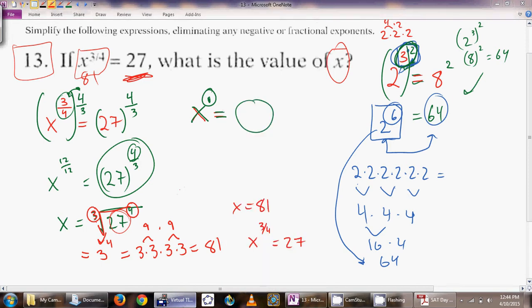And I'm doing this by doing a trick. I'm making my power into 12/12, into 1. And I know whatever I do to one side, if I raise the left side by 4/3 to accomplish this, to get my left side to an exponent of 1, then I have to do the same thing to the other side. And that's the trick of this problem.